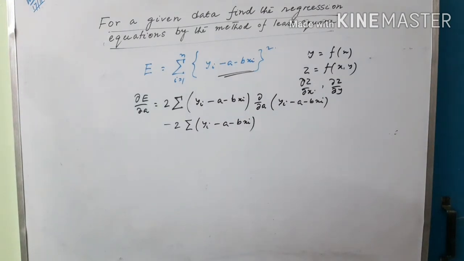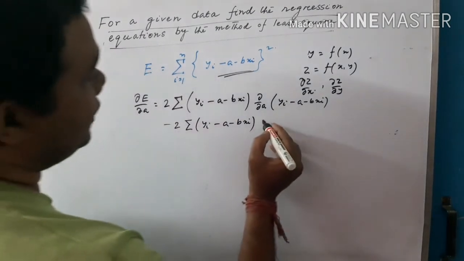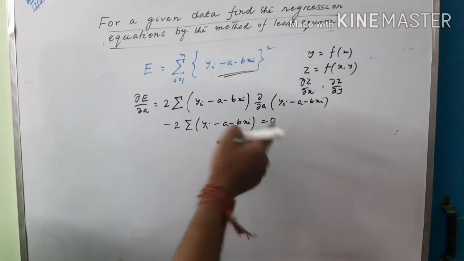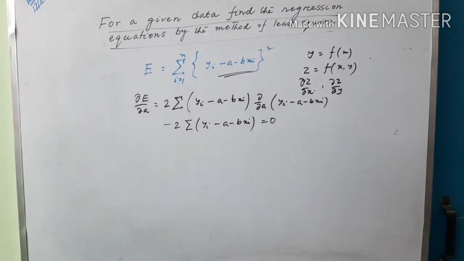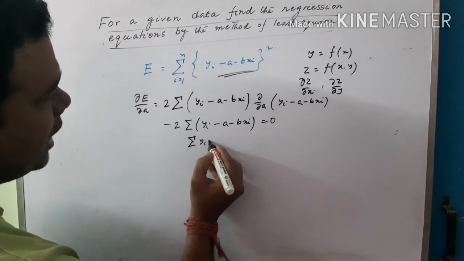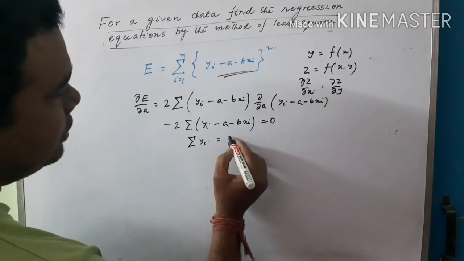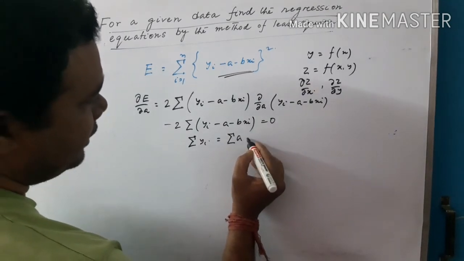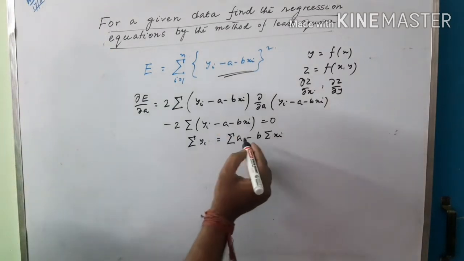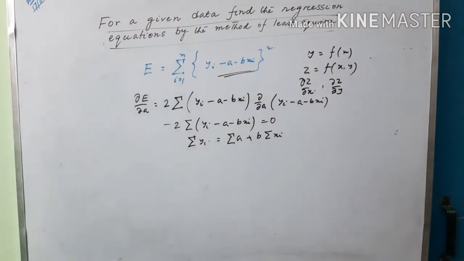So according to the principle of maxima and minima, this value must be 0. So when minus 2 is divided by 0, we shall get 0. So we can write the equation like this: sigma yi equals sigma a plus b sigma xi. These two minus quantities are taken to the RHS.